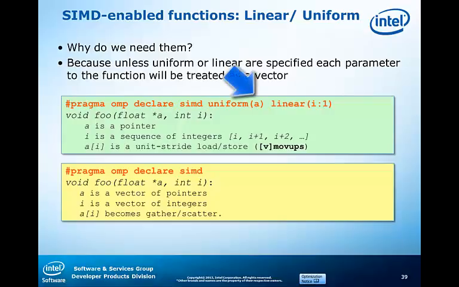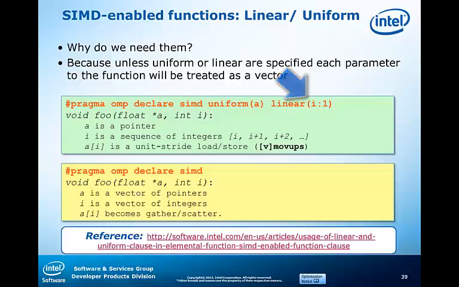Study the example in the green box. Using the uniform clause, we can specify that all vector lanes will share a given variable. In this example, all the vector lanes share a copy of the base address of A. The linear clause tells the compiler that it can assume that the variable I is used in a monotonically increasing fashion, with stride 1 in this case, so multiple copies of I do not need to be passed to the function as a vector. For a more detailed exploration of this topic, read the following article on software.intel.com entitled Use of Linear and Uniform Clause in Elemental Functions.